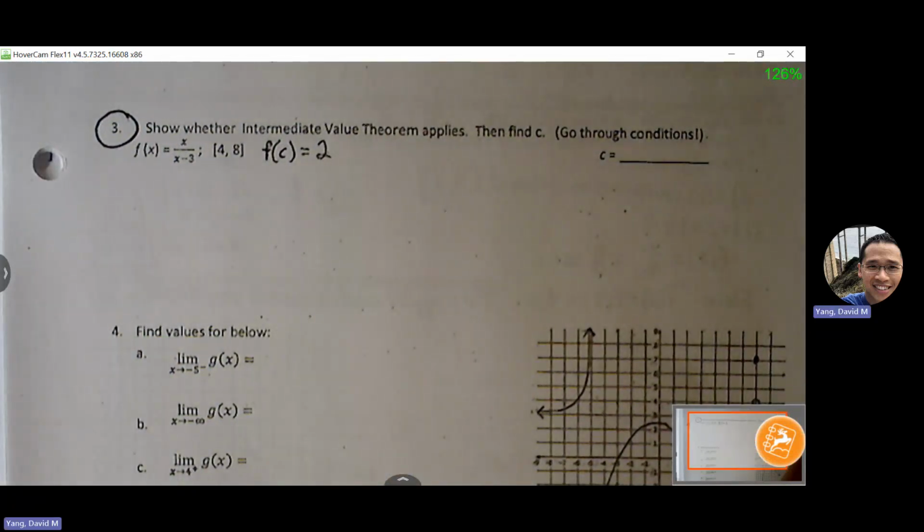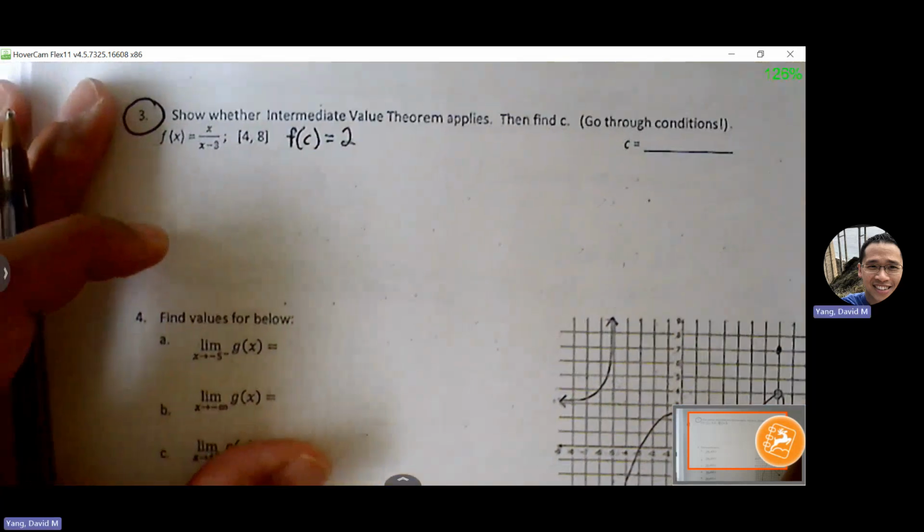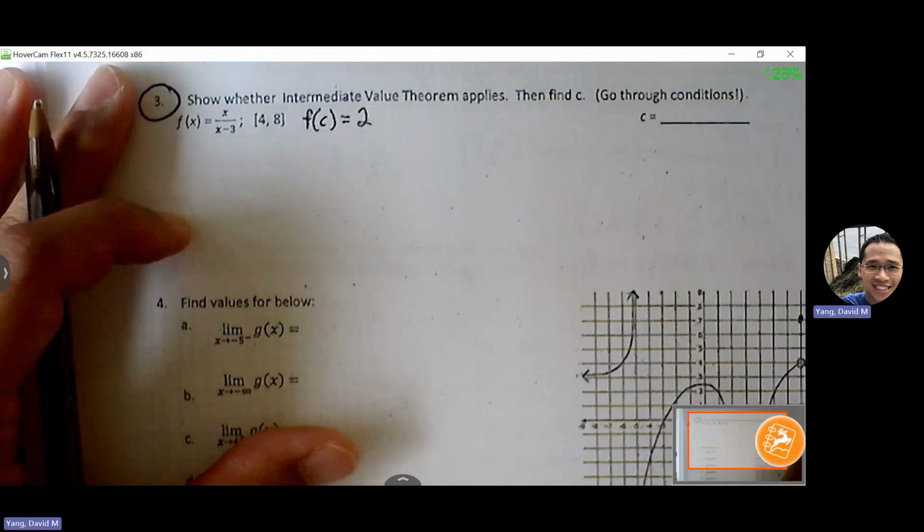Remember, you have to make a statement about continuity. You have to make a statement about your endpoints. You have to say something about how your target is between your endpoints. A good chance for us to see if we can write it out in the form that we want to write it out.